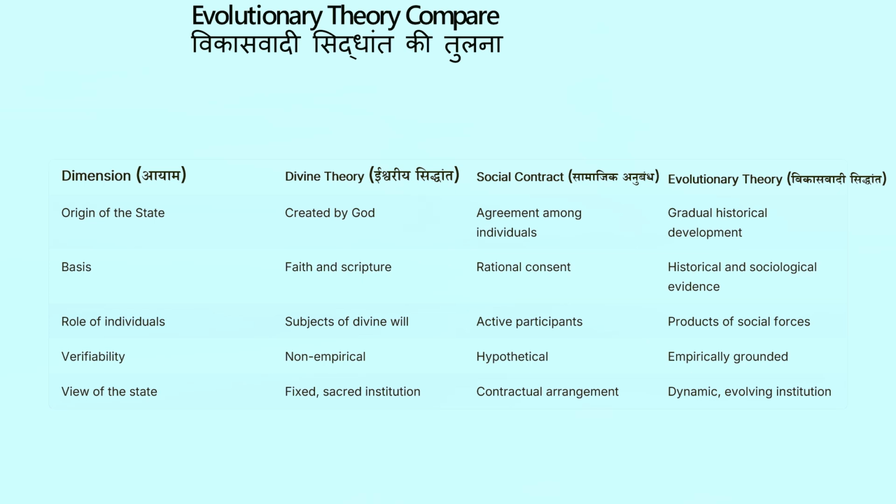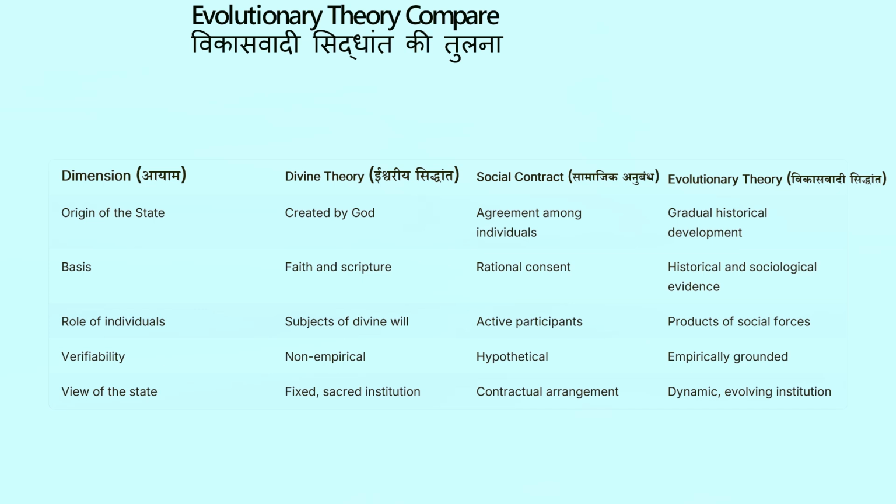If we talk about the basis, in divine theory the basis is faith and scripture, while in social contract theory the basis is rational concept, and in evolutionary theory the basis is historical and sociological evidence. In the third dimension, the role of individuals: in divine theory, individuals are subject to divine will; in social contract theory, the individual is an active participant; and in evolutionary theory, the individual is a product of social forces.